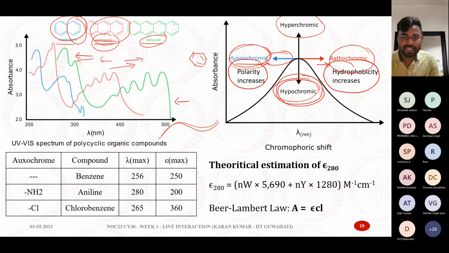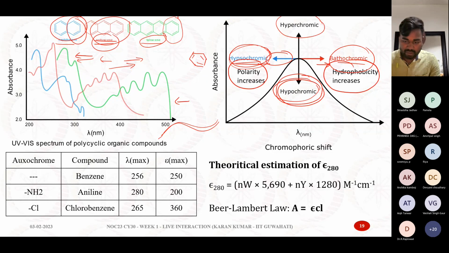Why is hydrophobicity increasing here? Because you are increasing the number of carbon and hydrogen. Here you are decreasing the number of carbon and hydrogen, thereby the polarity is increasing in the leftward direction. Here you are increasing carbon and hydrogen, so polarity will decrease and hydrophobicity will increase. So more hydrophobic, bathochromic shift; more polar, hypsochromic shift. Is that understood?